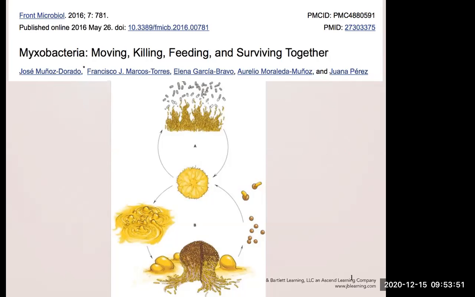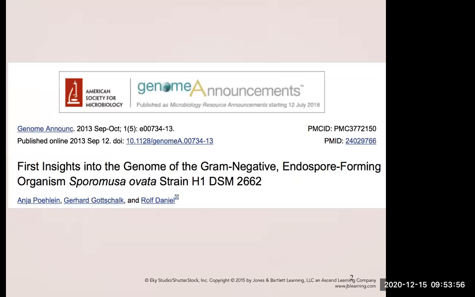So then, if there's an exception to the rule, I expect there to be another one. So I went digging around yesterday, and I found another organism that's gram-negative that can produce endospores. And this paper is from 2013. Your book is from 2016. So our book isn't always right. Always be skeptical. Always think about what you're learning.